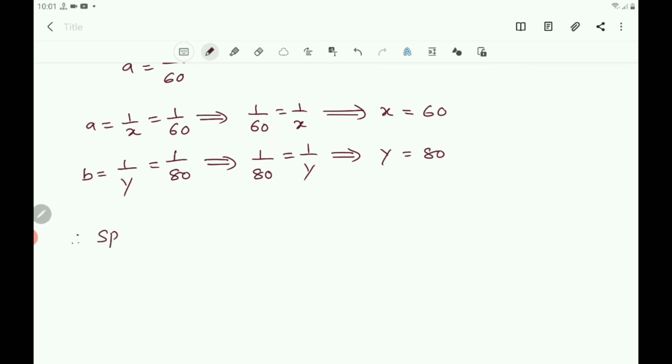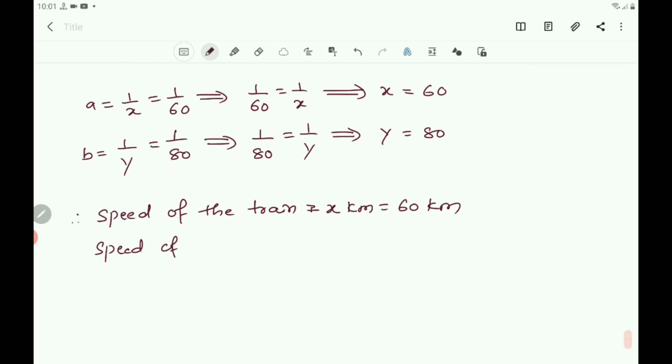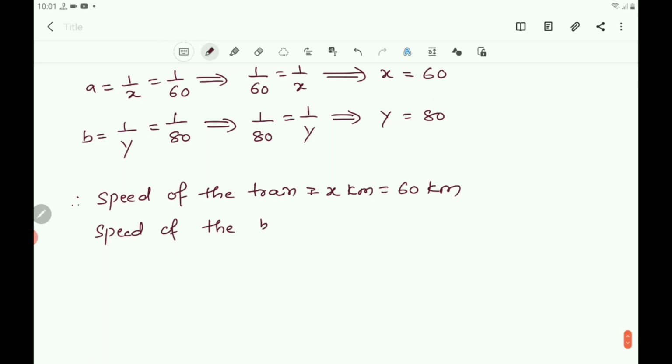Therefore, speed of the train equals x, that is 60 kilometers per hour, and speed of the bus equals y, that is 80 kilometers per hour. In this way you got the values of x and y, that is the speed of the train and the speed of the bus.